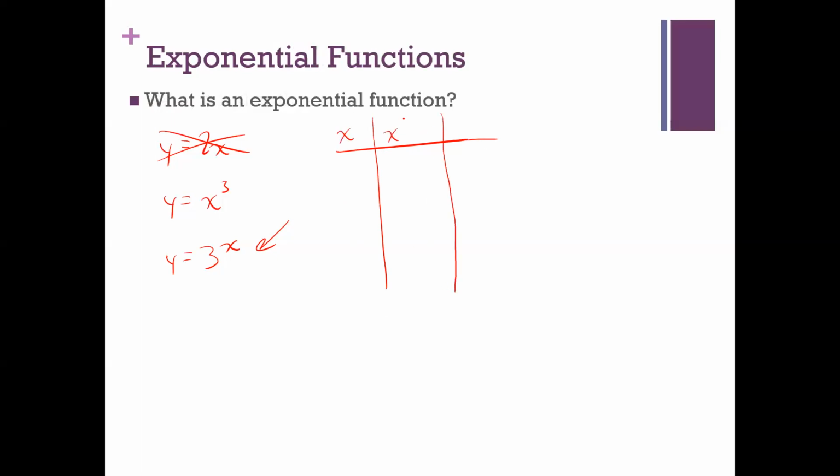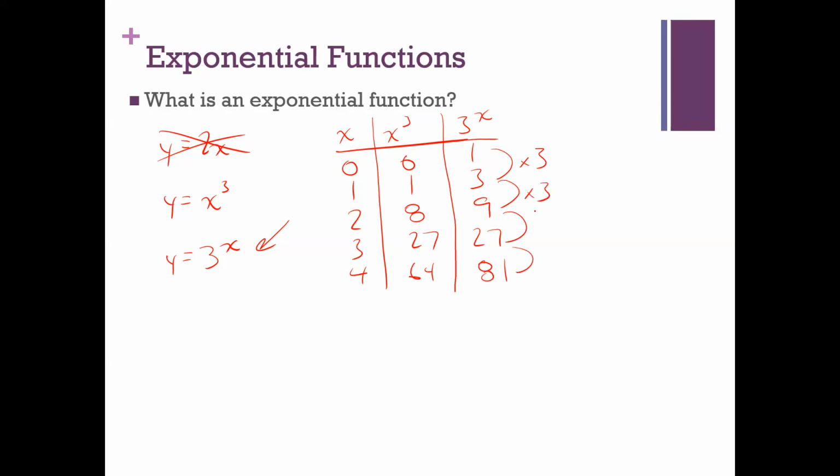So if I have x cubed and 3 to the x: 0, 1, 2, 3, 4 gives 0, 1, 8, 27, 64 for x cubed, and 1, 3, 9, 27, 81 for 3 to the x. If I look at this column on the far right, how do I get from one term to the next? What's happening? Yeah, multiplying by 3 each time, right? That's what exponential growth means.